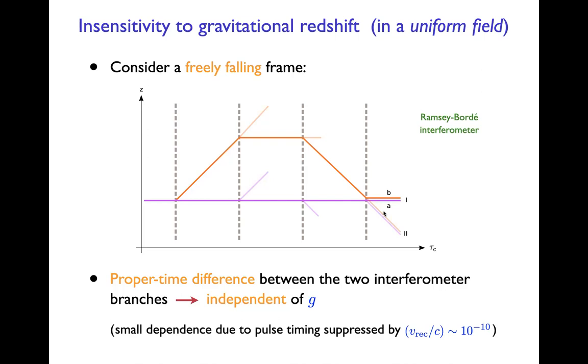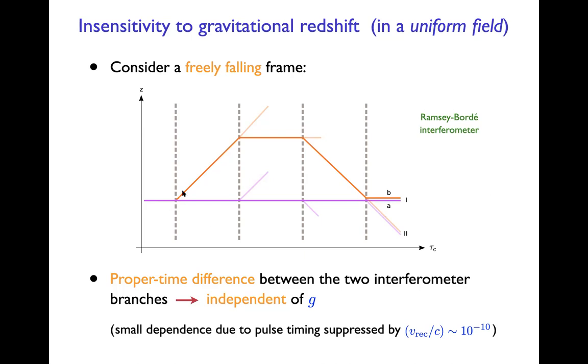And the simple way of understanding that intuitively is considering a freely falling frame in that uniform gravitational field. So again, in this space-time diagram, in this freely falling frame, the space-time trajectories are no longer curved trajectories, they are just straight lines. And then basically the proper time along these arms is independent of g.